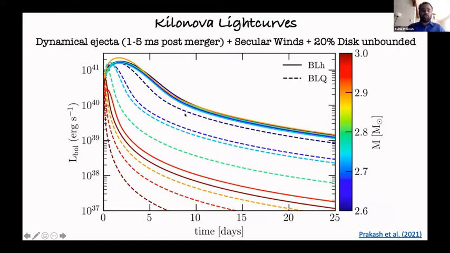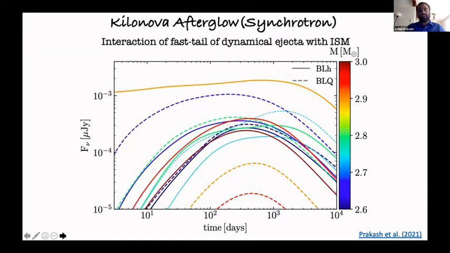Here, the story inverts to say that the quark kilonova afterglows are more luminous in comparison to the hadronic counterparts. And the reason for the quarks being more luminous is that we observed quarks having a higher velocity in their ejecta in the fast moving tail.